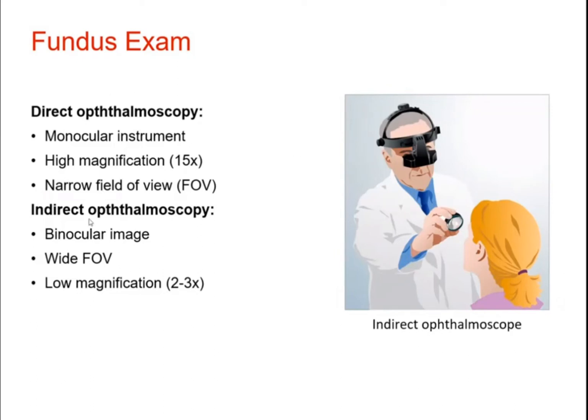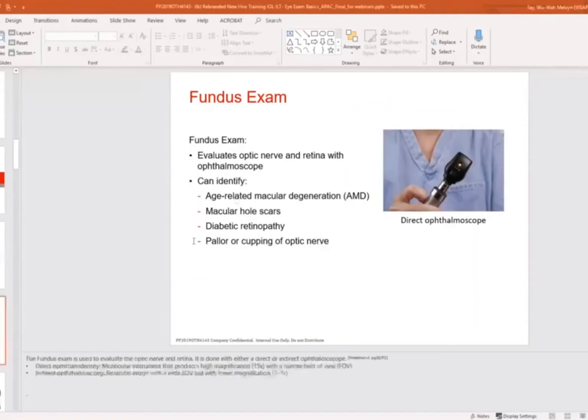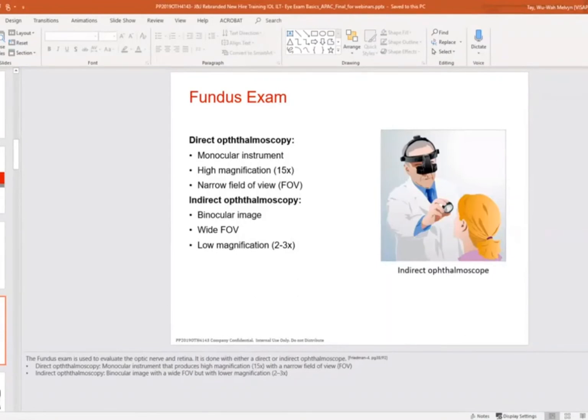The difference between an indirect ophthalmoscope and the direct ophthalmoscope is that this has a wider view of the back of the eye. Basically the surgeon can angle himself at different positions to look into the different parts of the retina. So not just the central part of the posterior segment, but also the peripheral parts of the retina as well. So let me show you a video that demonstrates that.